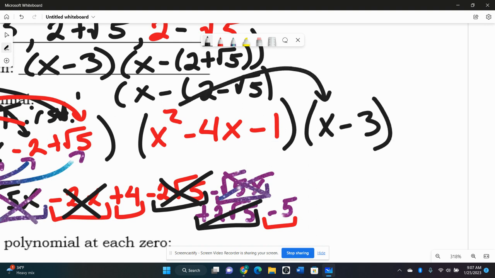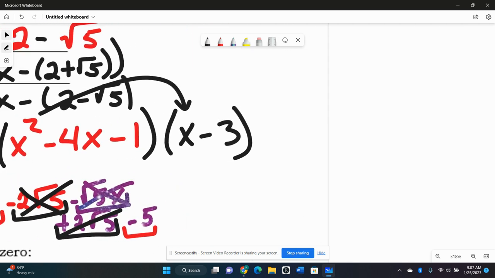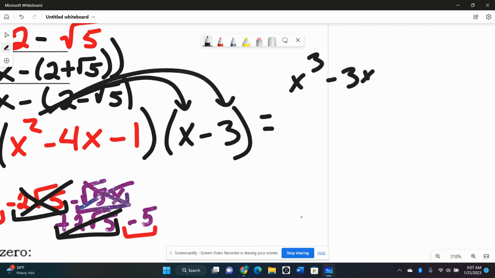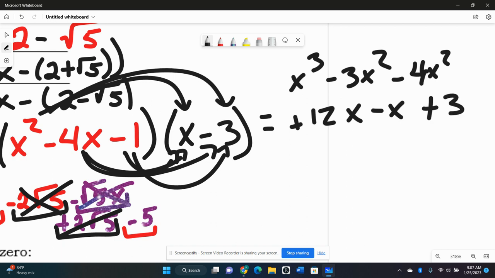So x squared times x. Let me give myself a little more space over here. X squared times x gives me x to the third. X squared times negative 3 gives me negative 3x squared. Negative 4x times x gives me minus 4x squared. Negative 4x times negative 3 gives me plus 12x. Then negative 1 times x gives me minus x. And negative 1 times negative 3 gives me plus 3.